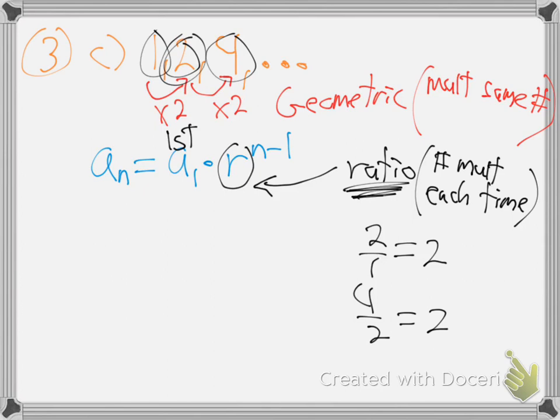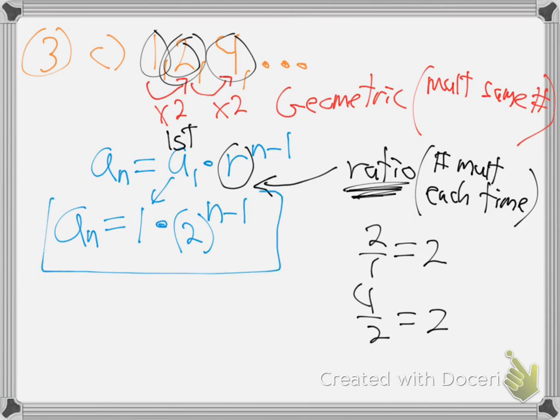Okay, anyway, let's wrap it up here. a sub n is the first term. What's the first term? 1 again. It's not always 1, but it has been a couple times here. 1 times r. What is r? 2, to the n minus 1. There we go. That's the nth term formula.